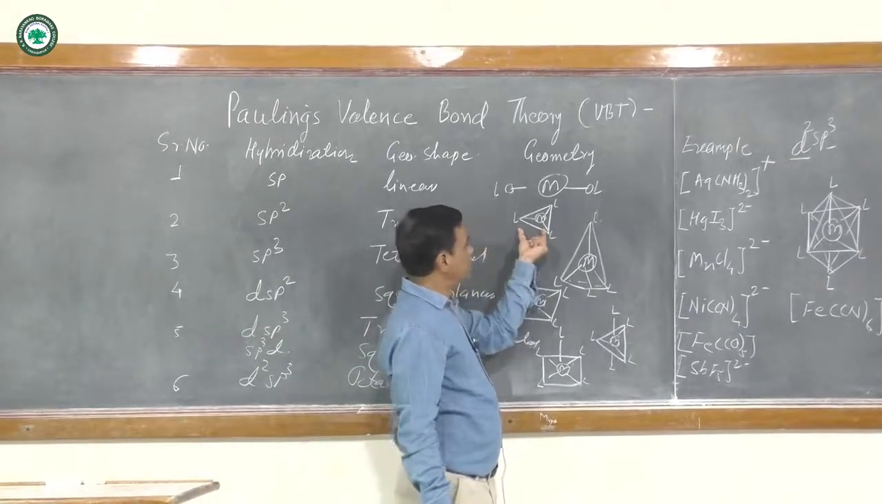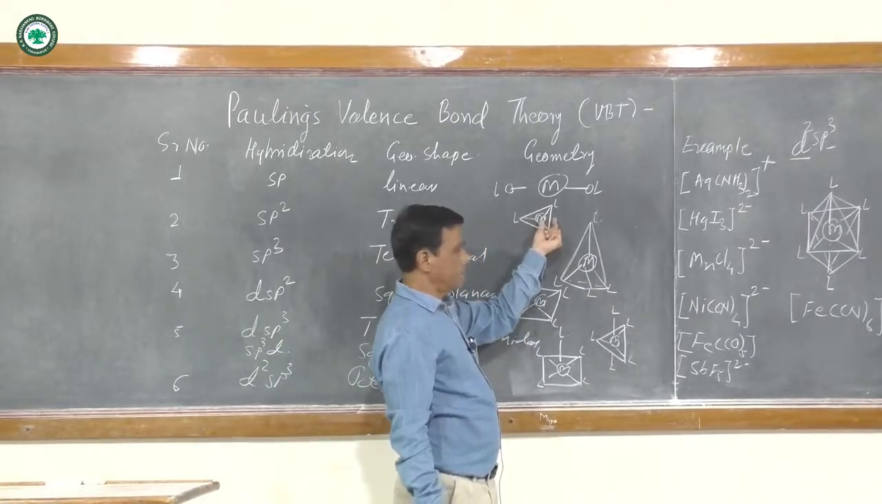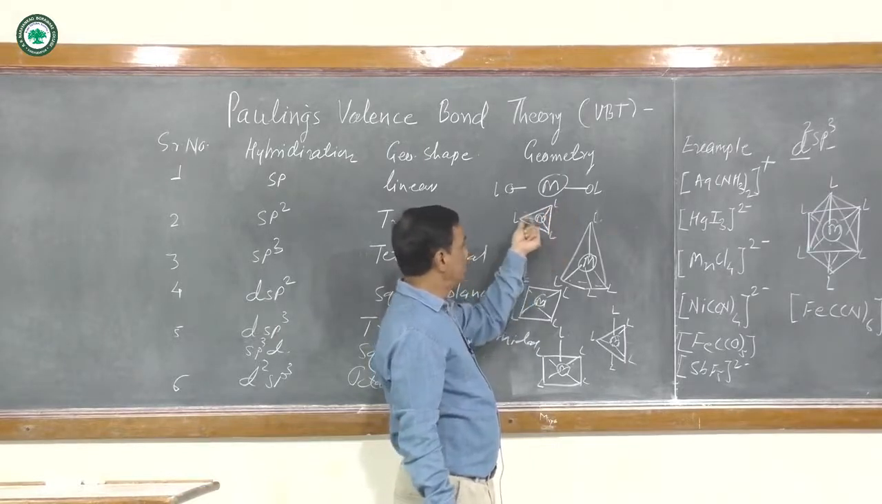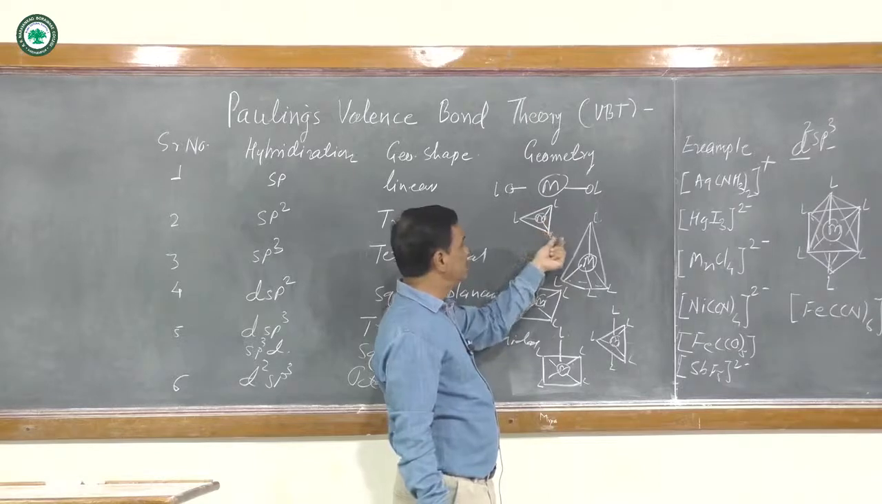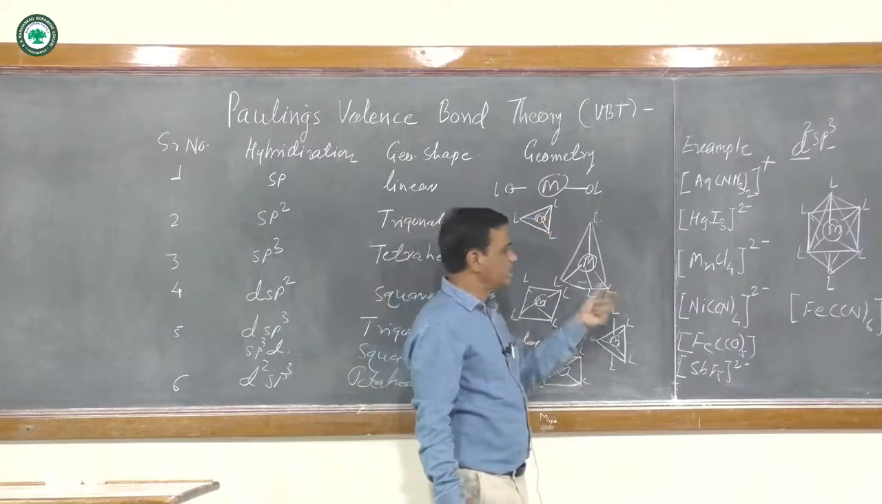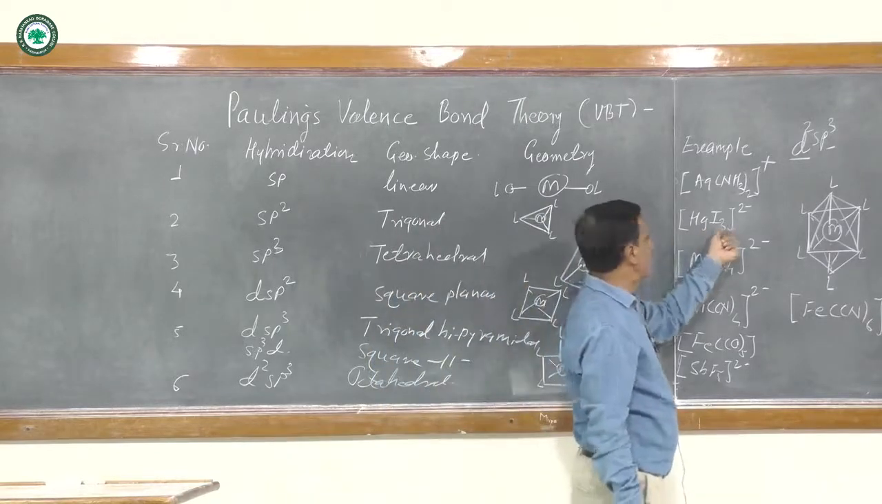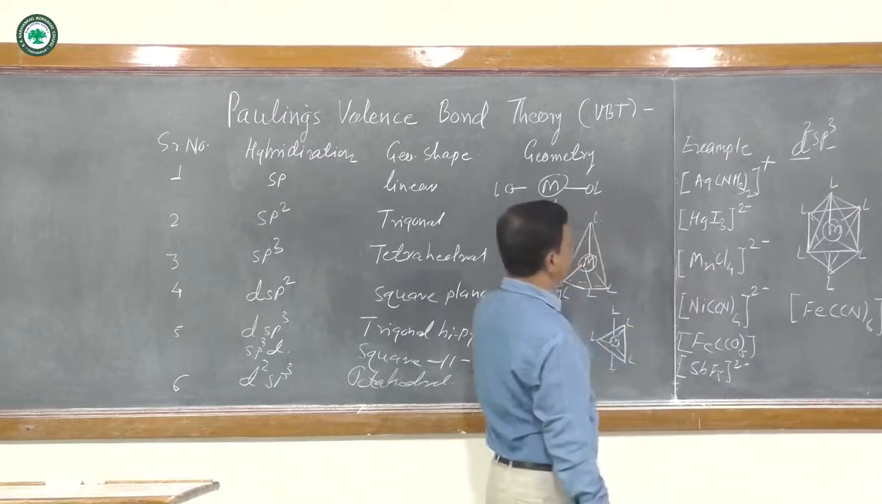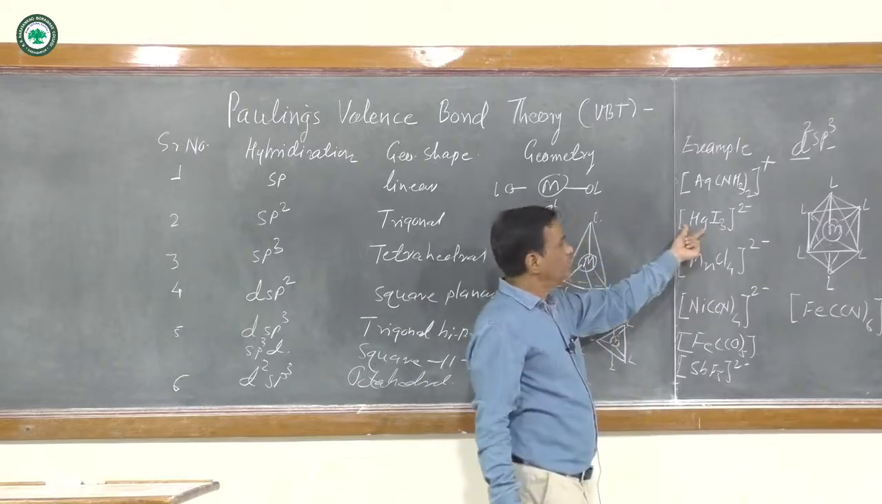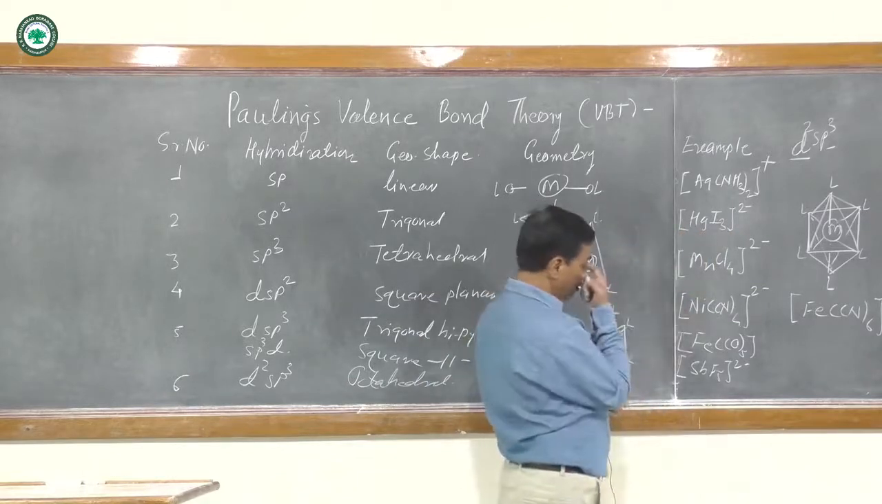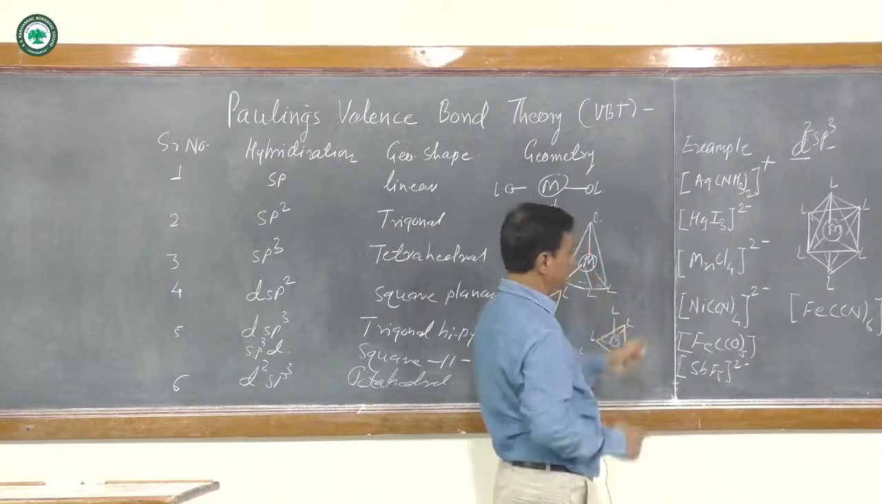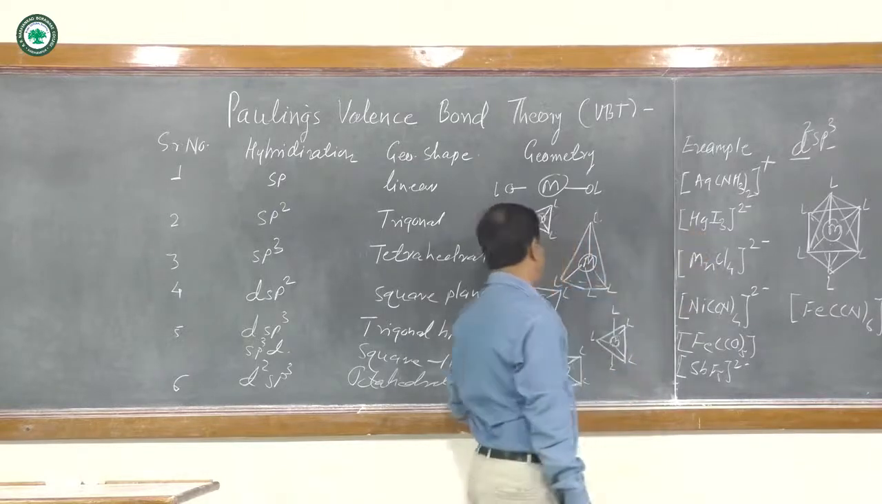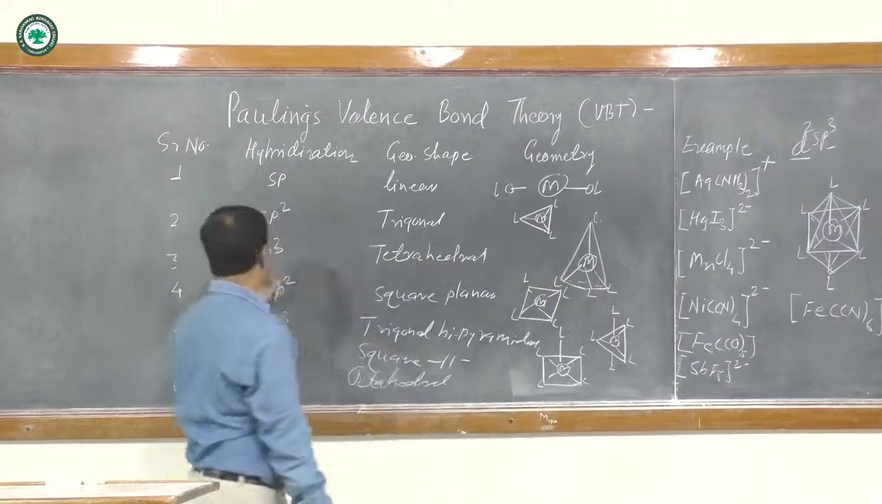This is an equilateral triangle. In this equilateral triangle, the metal is at the center position, and at the corners of the equilateral triangle 3 ligands are present, and these are the 3 iodine ligands, and the metal ion is mercury here, and this is the example for sp2 hybridization, HgI3 2-.